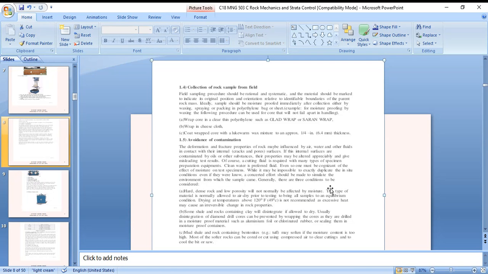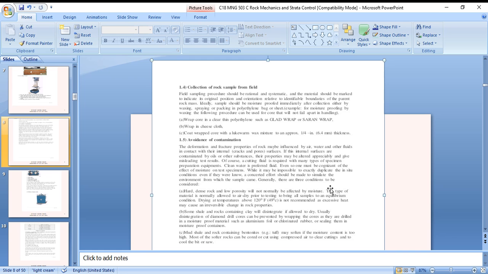Field sampling procedure should be rational and systematic. The material should be marked to indicate its original position and orientation relative to identifiable boundaries of the parent rock mass. Ideally, samples should be moisture proofed immediately after collection, either by waxing, spraying, or bagging in a polyethylene bag or sheet.